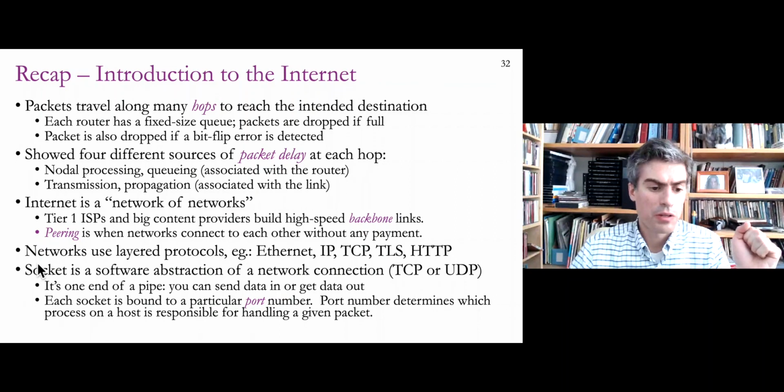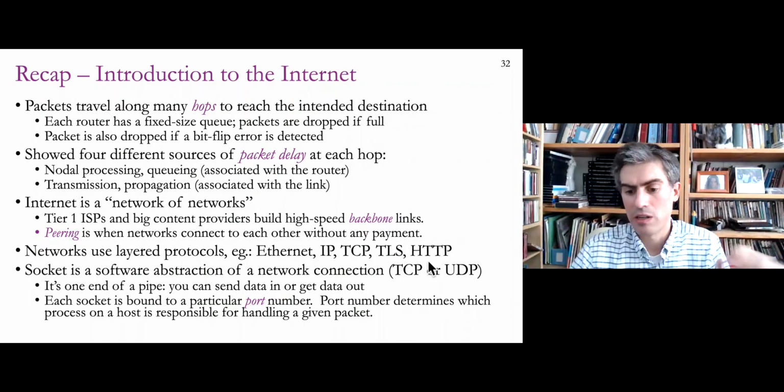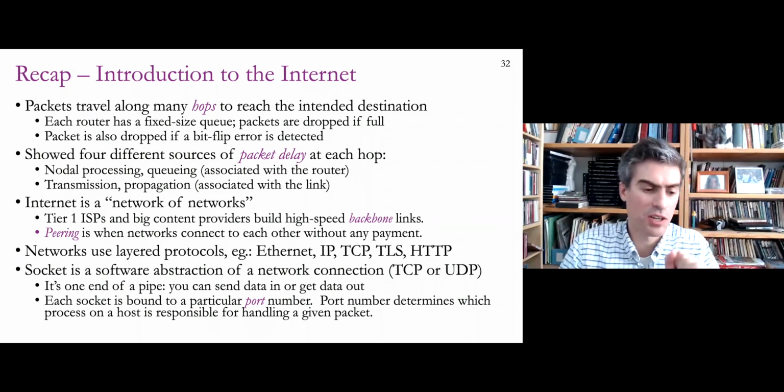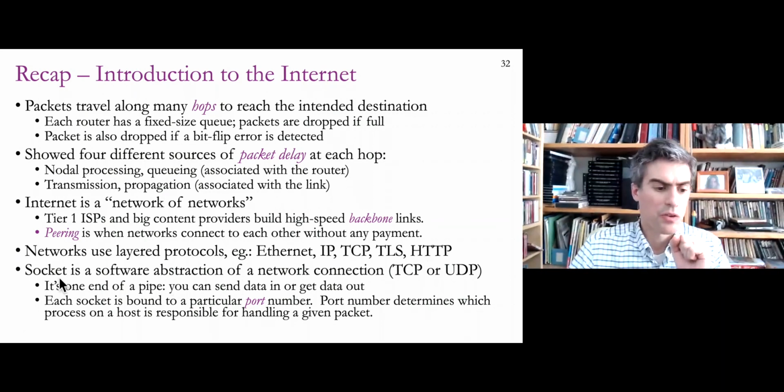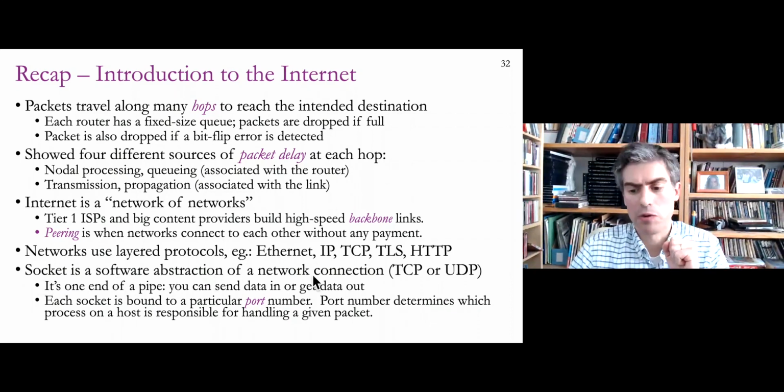I showed how networking uses layered protocols; Ethernet, IP, TCP, TLS, and HTTP are examples that are independent but build on top of each other. When you're writing software that uses a network, you have an abstraction of a network connection that's called a socket, and you have to choose between either TCP or UDP sockets, but mainly we're going to be looking at TCP sockets because they provide a lot more than UDP.